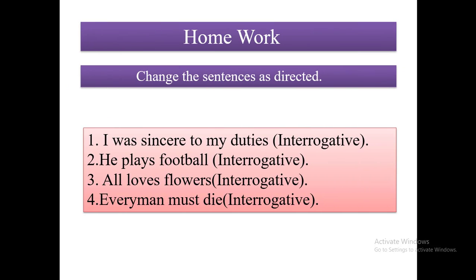Homework. Dear students, now I am going to give you homework. Today's homework is change the sentences as directed. I am going to read out the sentences for your better understanding. Number 1, I was sincere to my duties. Make it interrogative. Number 2, he plays football. Make it interrogative. Number 3, all loves flowers. Make it interrogative. And last one, number 4, every man must die. Make it interrogative.